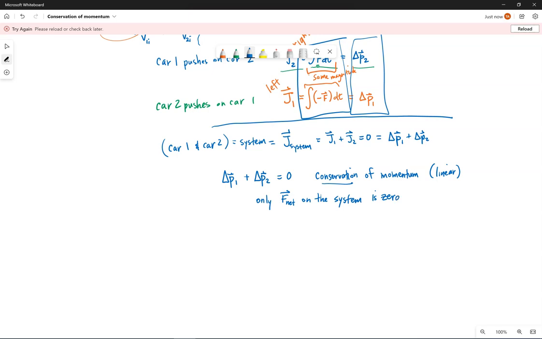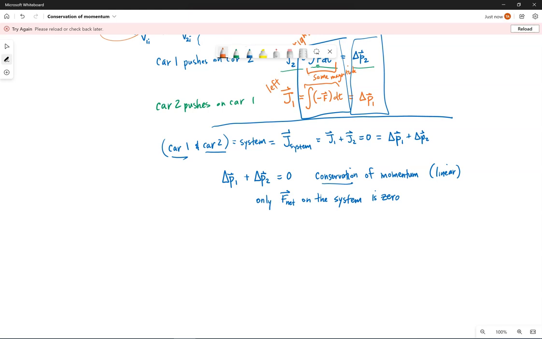That doesn't mean there's no forces. It just means the forces involved in changing the momenta of the individual objects during the collision, those forces are from each other. They're exerting forces on each other. So if we add car 1's force to the right and car 2's force to the left, they add up to be 0, meaning a net force of 0 on the system as a whole.